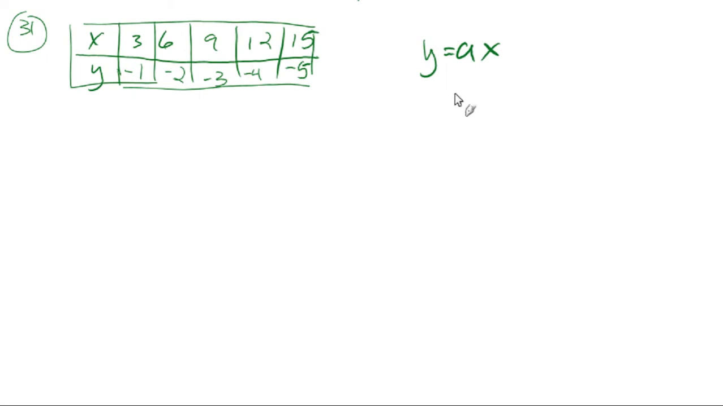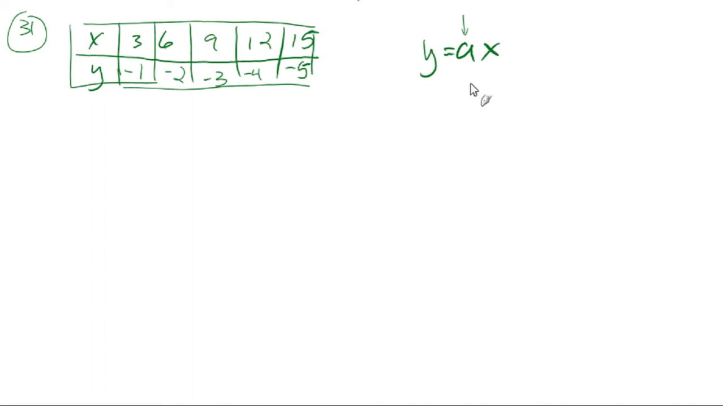So how could we determine whether these are related by direct variation or not? We know y and we know x, and we know that if they're going to vary directly, we need to be able to take x and multiply it by a number and get y, the same number. This a needs to be the same every time. So x times the same number needs to be y. That means x times some number should be equal to negative 1, and x, or 6 times that same number should be equal to negative 2, and so on and so on and so on.